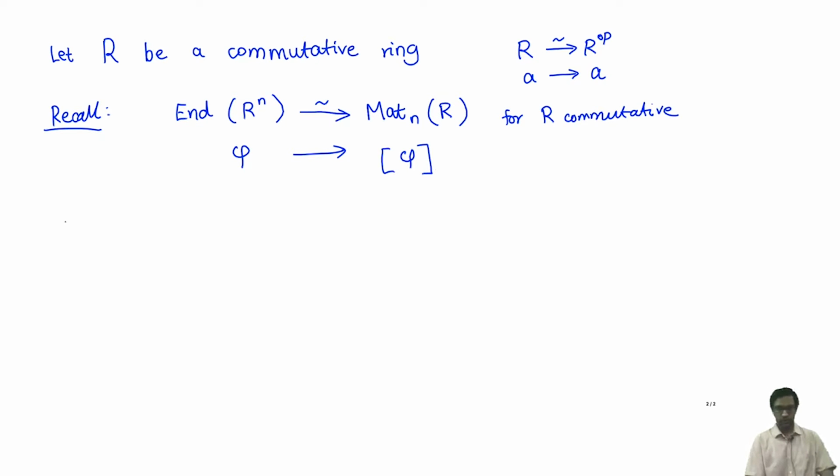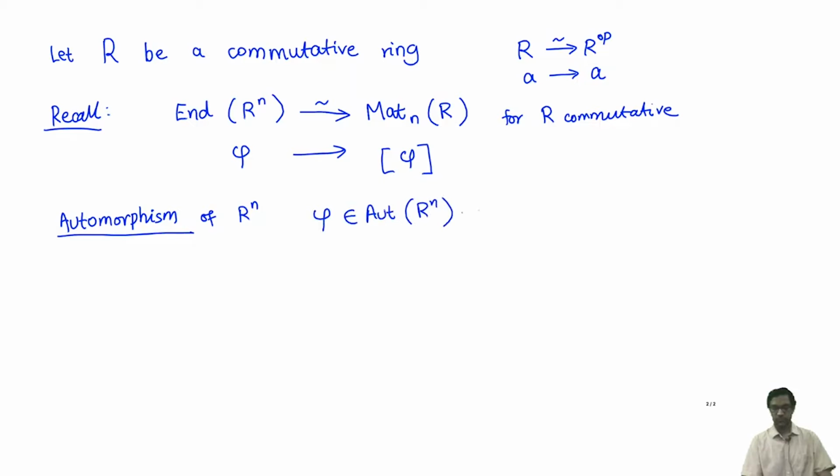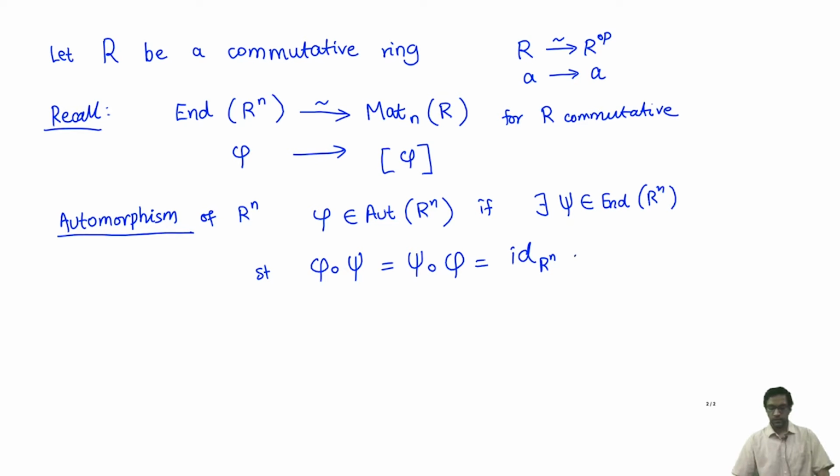Now what we want to do is to talk about automorphisms. So what's an automorphism? Remember that just means it's an invertible endomorphism. So an automorphism of R^n just means it's a map phi which also admits an inverse. Phi is said to be an automorphism if there exists a map psi, which is again an endomorphism of R^n, such that phi composition psi is the same as psi composition phi, and this is equal to the identity map of R^n. So this is the usual notion of automorphisms. It's an isomorphism from the module R^n to itself.